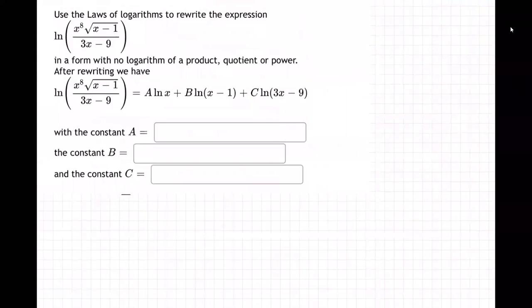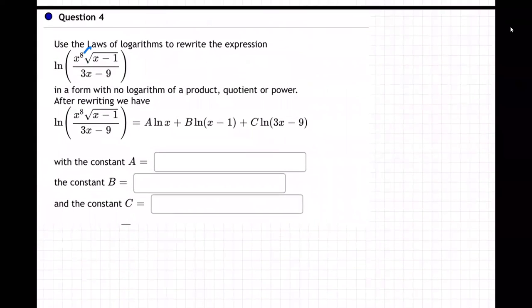Whoops, here we go. See this root right here? There's nothing in the hook, which means what? There's really a 2. And yeah, but there's no power on anything. Right, so that means really there's 2 here, and this is all 1 power. So what this means is this is ln of x to the 8 times x minus 1 to the half power, all over 3x minus 1. I'm not done yet, but I just got rid of the root.